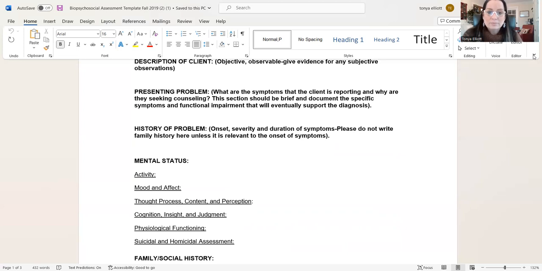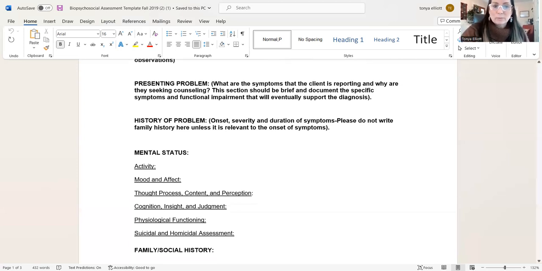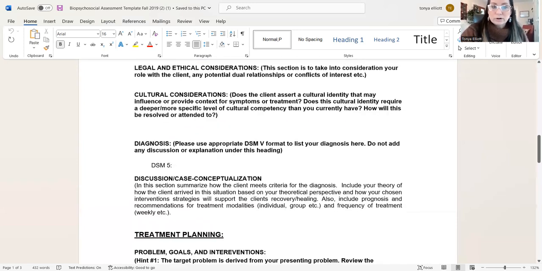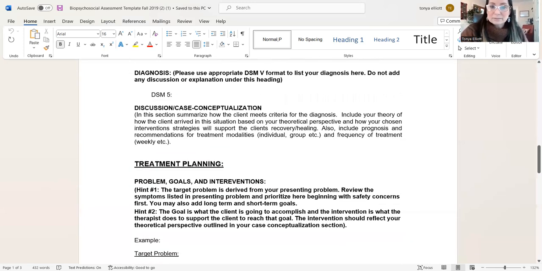Remembering, in the history of the problem, that there are certain criteria that also have to be met in order for there to be an actual diagnosis. The reason I'm bringing this up is that your presenting problem is where you list your symptoms, and those symptoms need to be aligned with your diagnosis. They also need to be established in your case conceptualization for how they meet criteria for that diagnosis, and why this particular intervention strategy and theory is going to be appropriate for that.